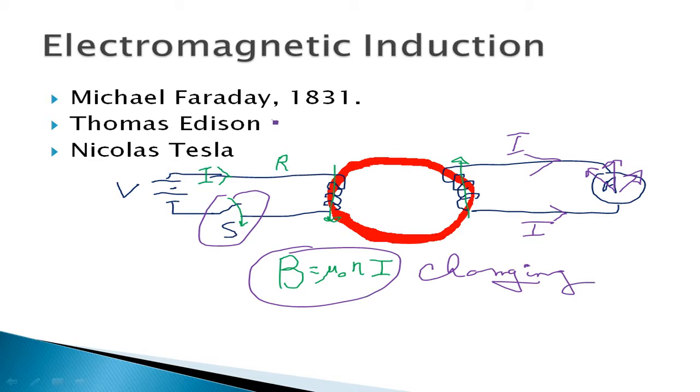I want to point out a couple of people whose lives were affected by Faraday's work in the early part of the 1900s, so Thomas Edison, obviously inventor of the light bulb, and Nikola Tesla, who worked for Edison, I believe.